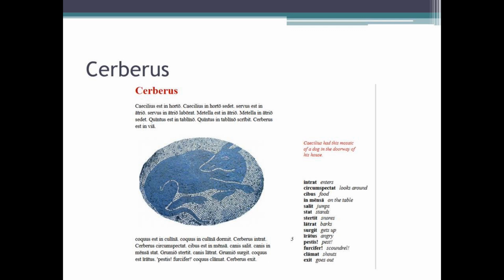Canis salit. The dog jumps. Canis in mensa stat. The dog stands on the table. Grumio stertit. Grumio snores. Canis latrat. The dog barks. Grumio surgit. Grumio gets up. Coquus est iratus. The cook is angry. Pestis furcifer. Coquus clamat. Pest, scoundrel. The cook shouts. Cerberus exit. Cerberus goes out.